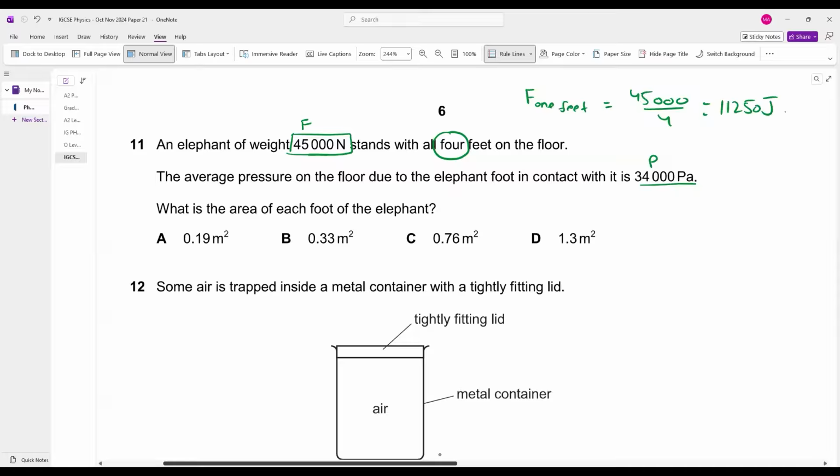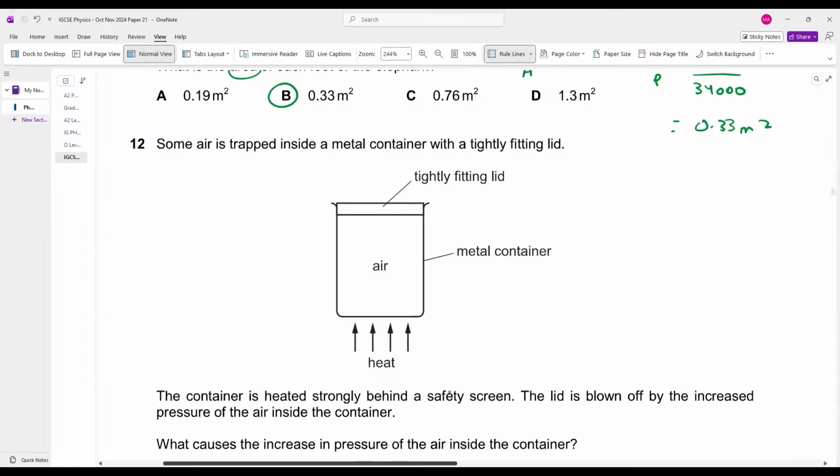Your pressure is this. You have to calculate the area of each foot. How will you do that? Pressure is equal to force over area. एरिया को लेफ्ट साइड पे ले जाओ. Area is equal to force over pressure. फोर्स क्या है बच्चे? 11,250. प्रेशर क्या है? 3400. Your area comes out to be what? 0.33 मीटर स्क्वायर. B is your answer. परफेक्ट. Some air is trapped inside a metal container with tightly fit lid.